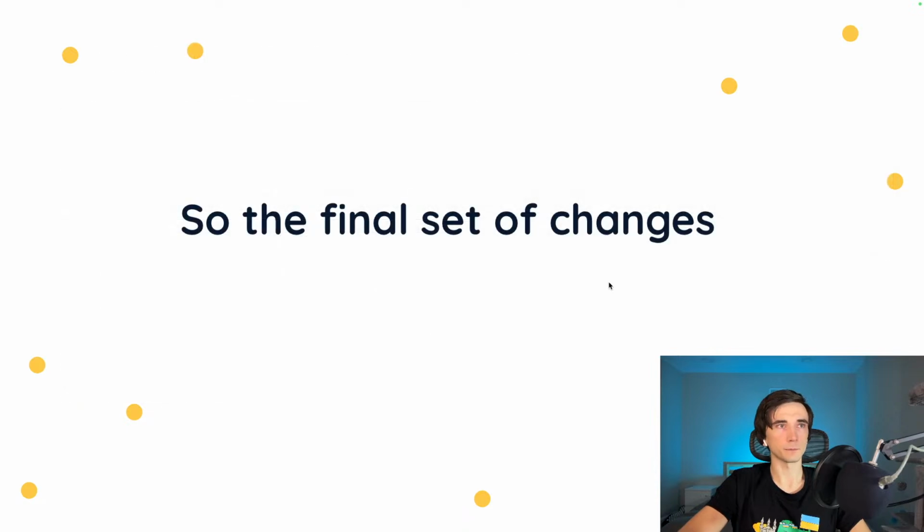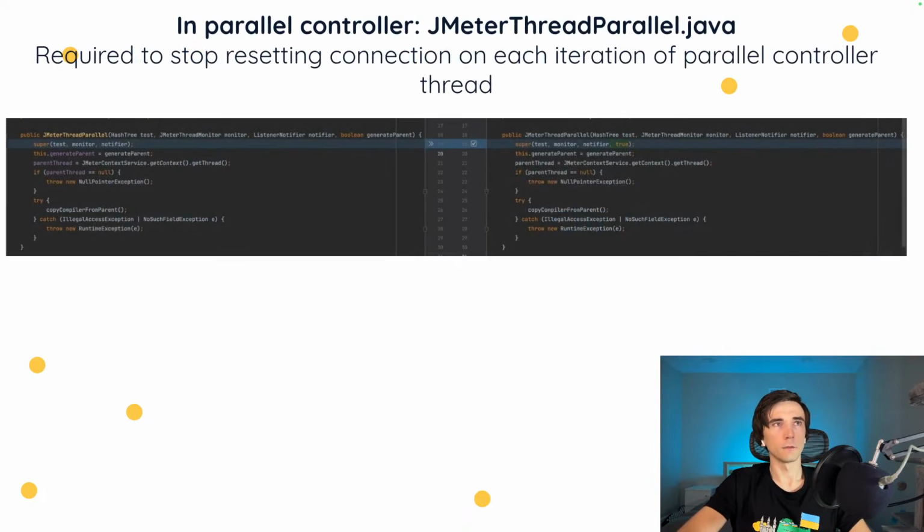So to sum up, the final set of changes, and why do we need them? The first change is in the parallel controller. We have 2 jar files, right? So in the parallel controller jar file, the change is in JMeter thread parallel. We changed our superclass to pass is same user on each iteration as true, so as not to reset the connection on new iterations in parallel threads. That's the first change. Only one change in this class.